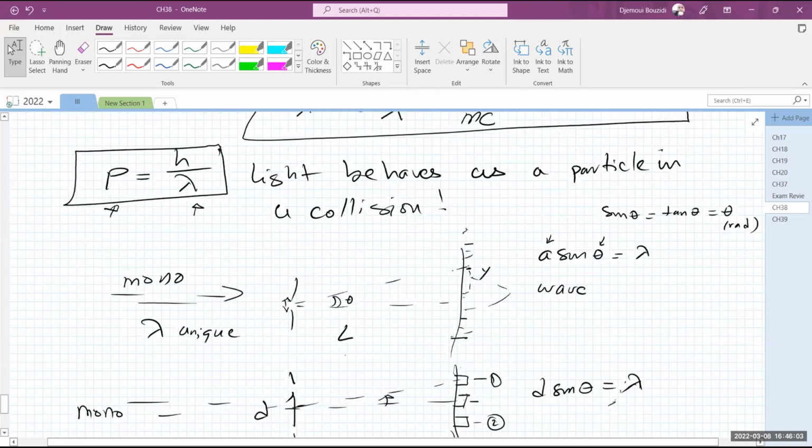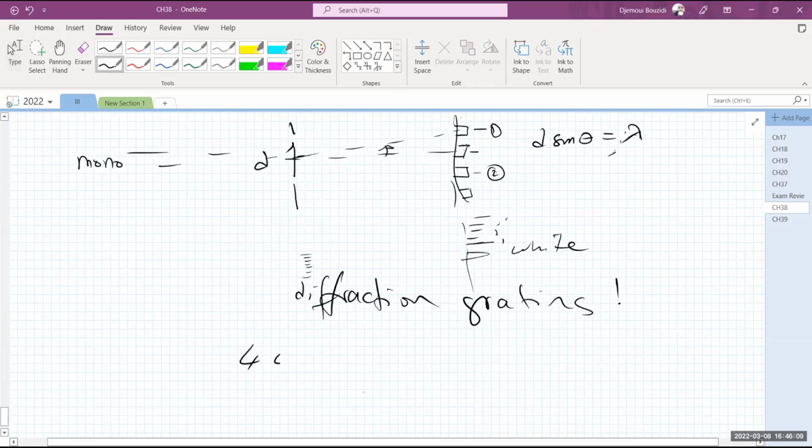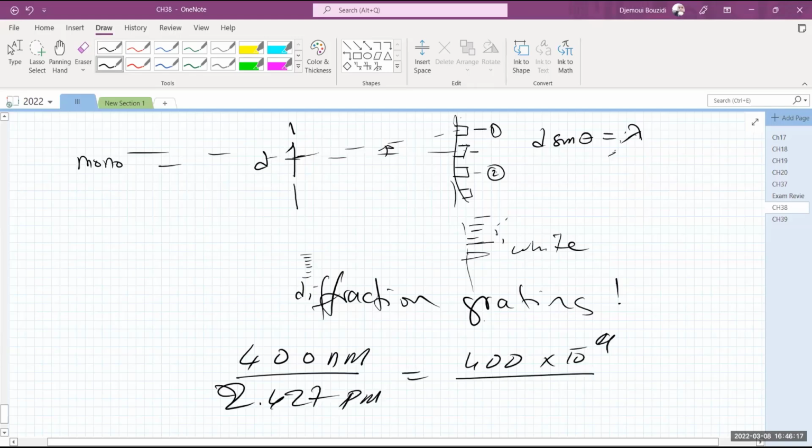400 nanometers over, what is it, 2.427 picometers is nothing, because this one is 400 times 10 to the negative 9. It's not nothing, it's a huge number. Actually, because we will not see the difference between the two. That's the point I'm trying to say. Divided by 2.4 times 10 to the negative 12. This is 10 to the power 3 when you move the 12 to the other one. So it's 400,000 divided by 2.4, which is 200,000 times bigger, okay?